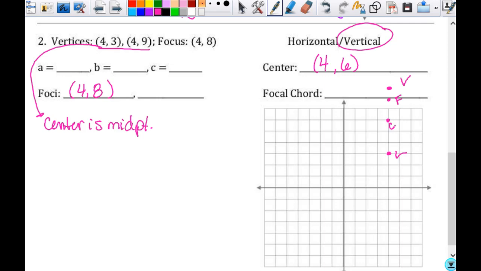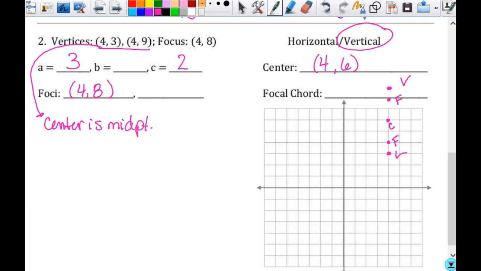So now that I have that, can I figure out what A is? What is A? What's my A value? 3, because your A value goes from the center to a vertex, right? From the center to a vertex. So this right here is A, it is 3. B goes from the center where? To a covertex. I don't have that, I can't count that, right? Can I get C from my graph right now? Because C goes from the center to a focus point, so it is 2. So that means I can also put my other focus point on here. Bam, I got that. They're all lined up pretty nicely.